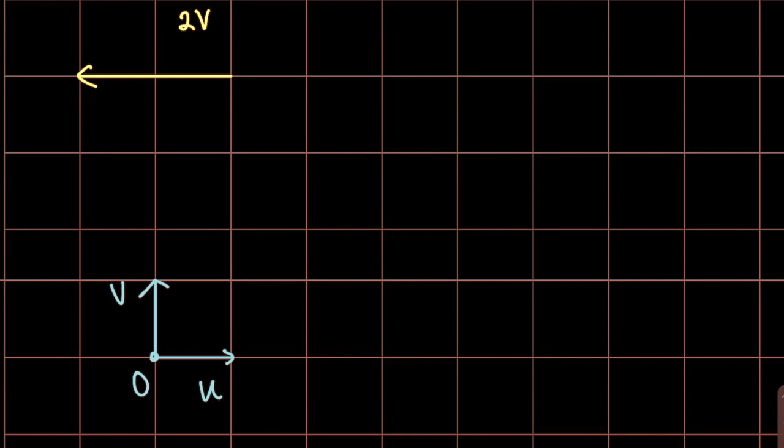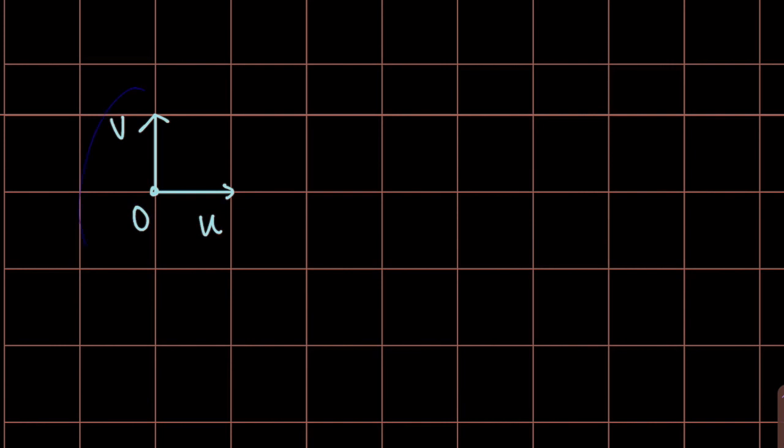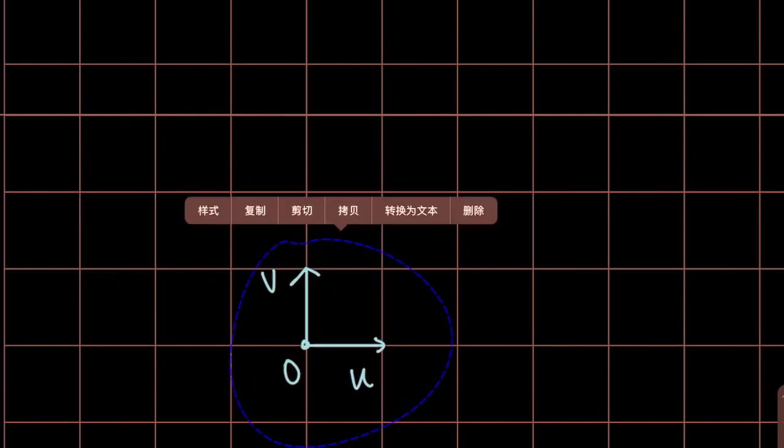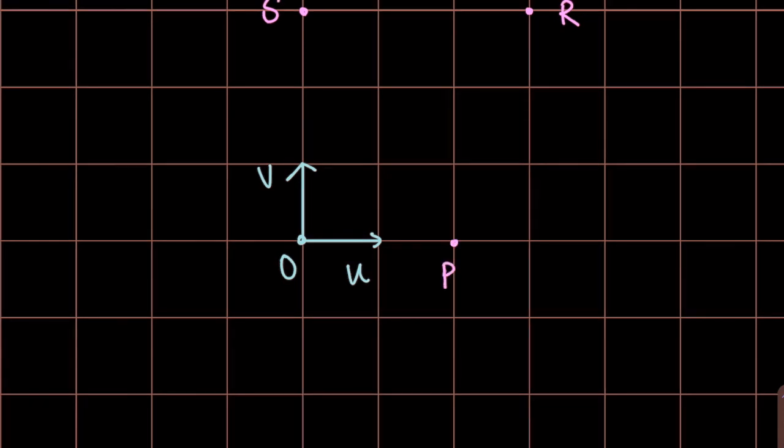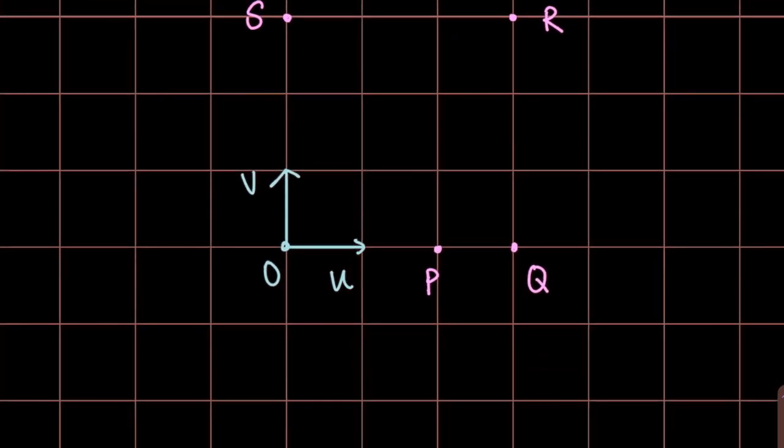So I will give you several points. The first one, okay, this position is a little bit hard to understand. It's about here. The first one is the point S. Second one is the point R. Third one is the point P. The last one is the point Q. So how do you use the vectors v and u to write the following vectors in terms of u and v?